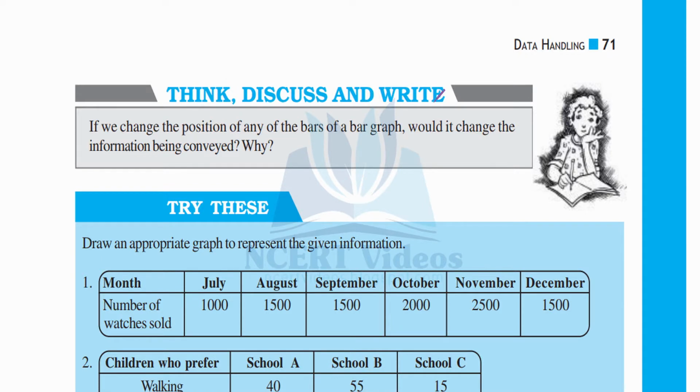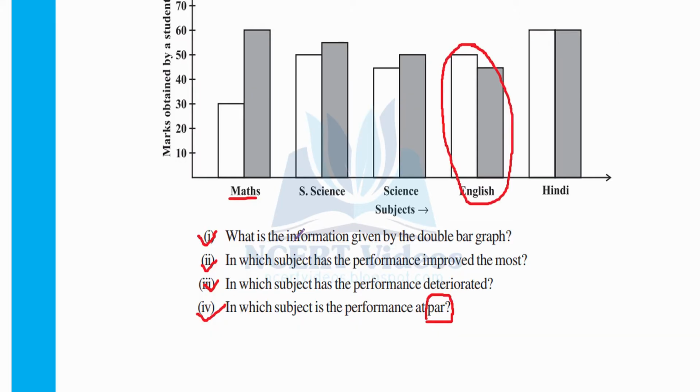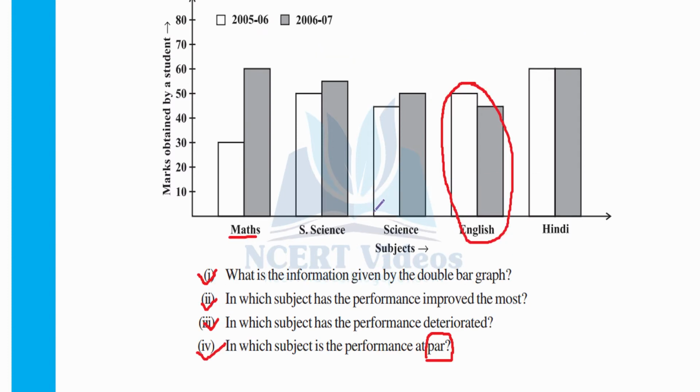Think, discuss and write. If we change the position of any of the bars of the bar graph, would it change the information being conveyed? Why? This means if we will place mathematics after social science, will it affect the overall information? Well, no. If we are shifting both these bar graphs at the same time, then the information inferred from this double bar graph will not change. But if we are only shifting one at a time, that is, we are displacing their positions.